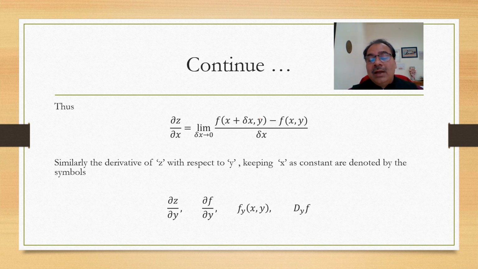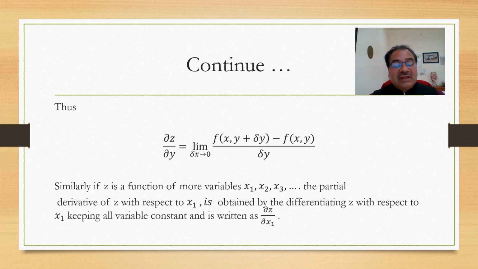What did we do here? We kept y constant. But if you keep x constant, then this will be del z by del y, or del f by del y, or f_y(x, y). These are the symbols of the partial derivative. So del z by del y may be defined like this: limit as del y tends to 0, keeping x constant, of f of x comma y plus del y minus f of x, y, divided by del y.